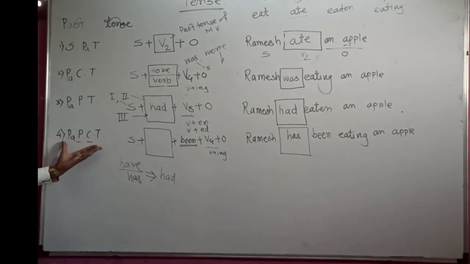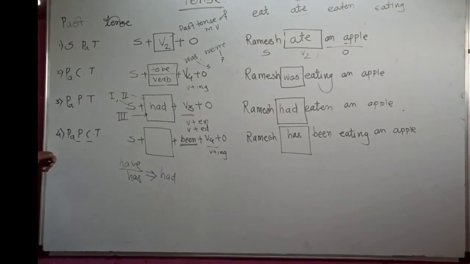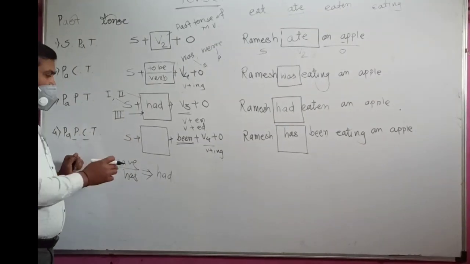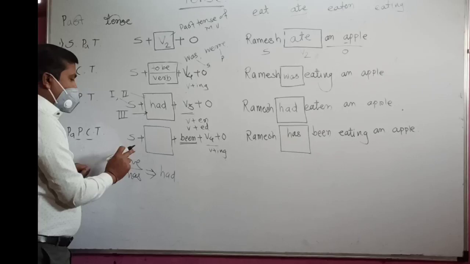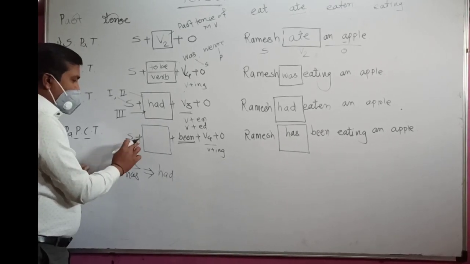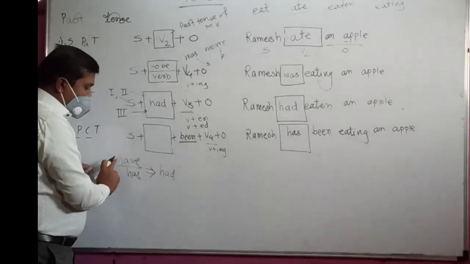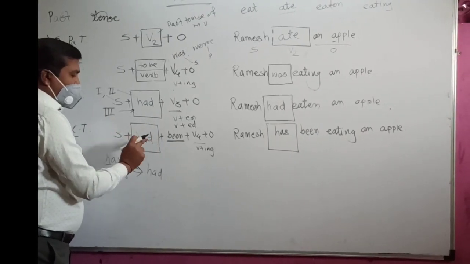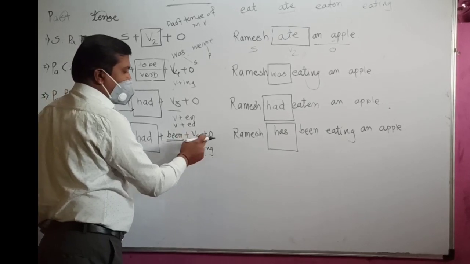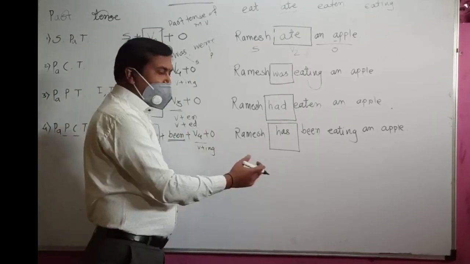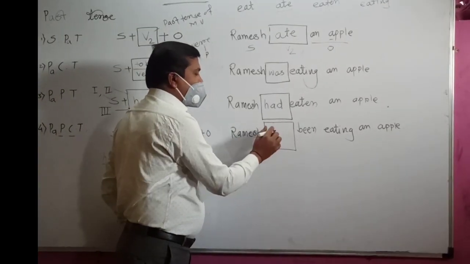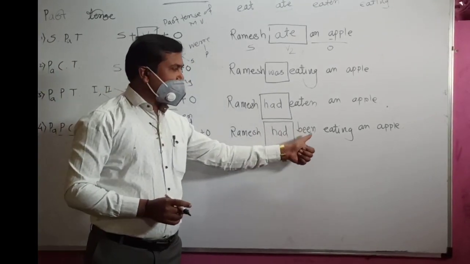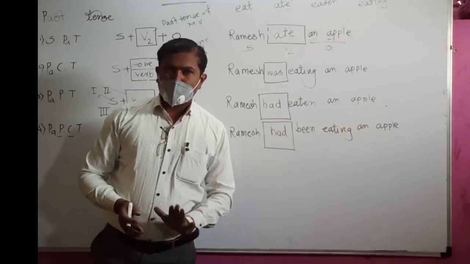The fourth type of past tense, that is past perfect continuous tense. In the formula also we are now using this box, subject plus, in the present tense there is also have has, so we should use here had. Subject plus had plus been plus V4 plus object. Again I am going to change the box, like had. Ramesh had been eating an apple.